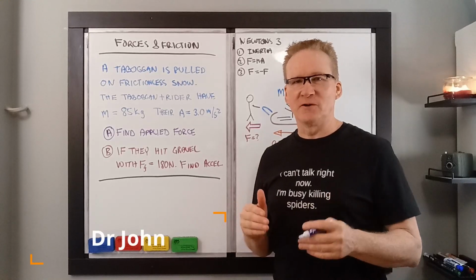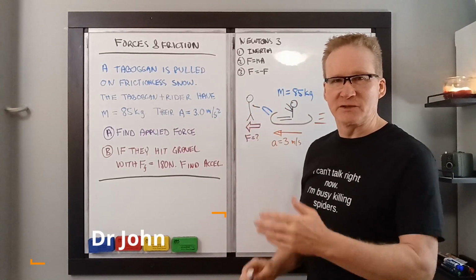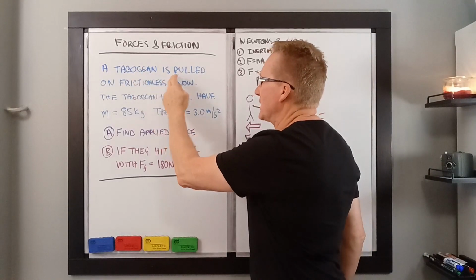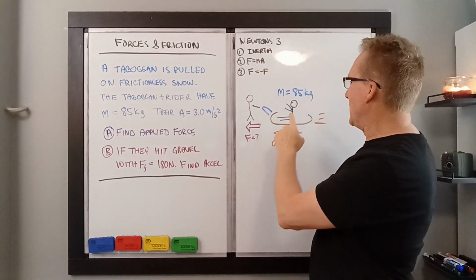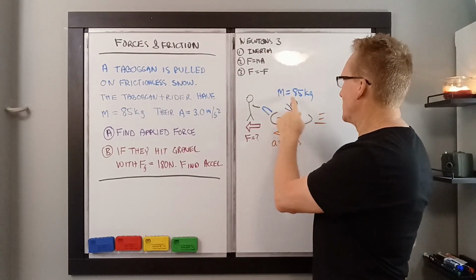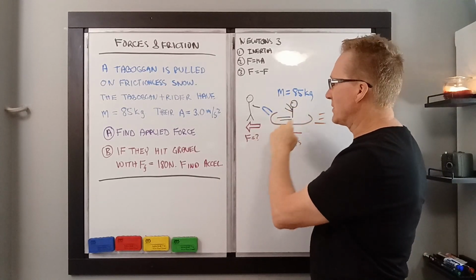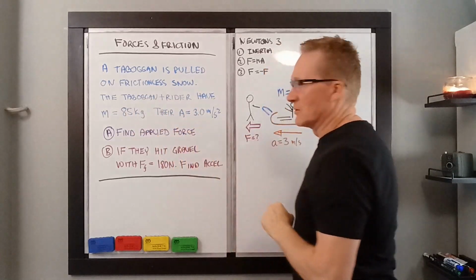Students, this is Dr. John, your physics and math professor, and today we have another force and friction equation. Specifically here we have a toboggan that is being pulled on frictionless snow. The toboggan and rider have a mass of 85 kilograms. I've illustrated that for you here with my high quality illustration. 85 kilograms, these two together, and their acceleration is 3.0 meters per second.